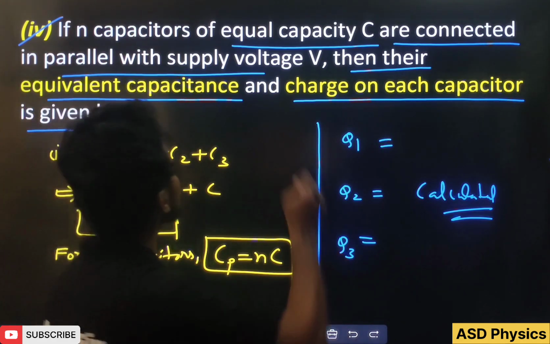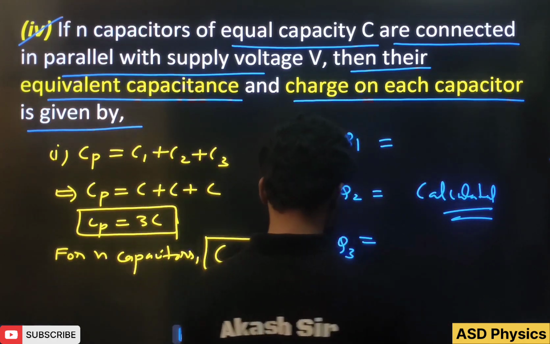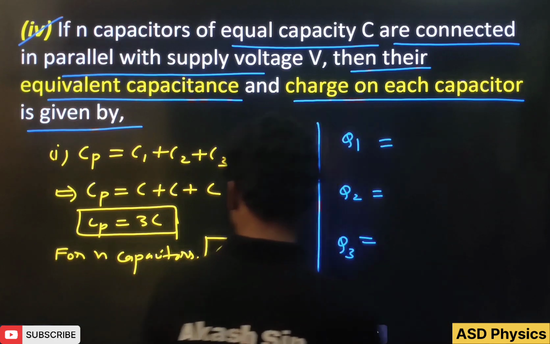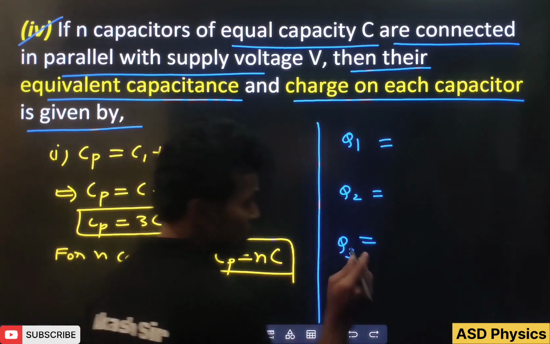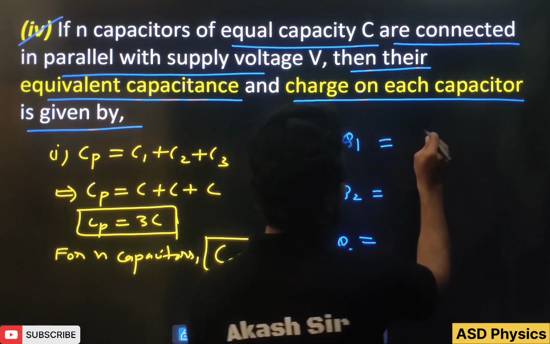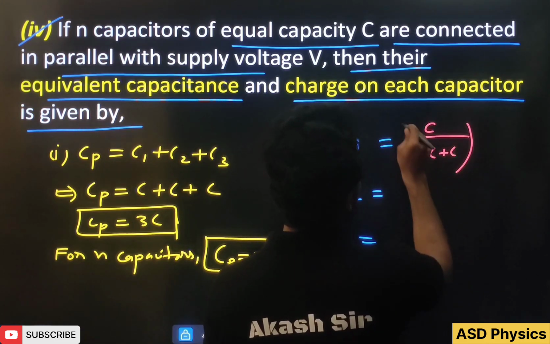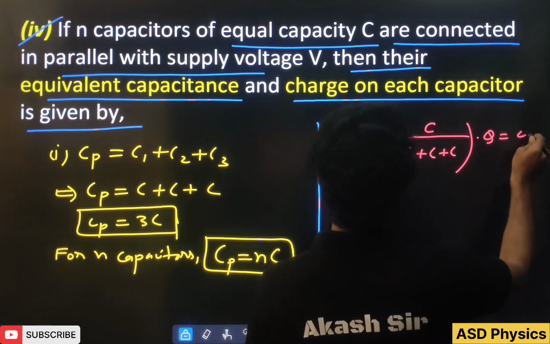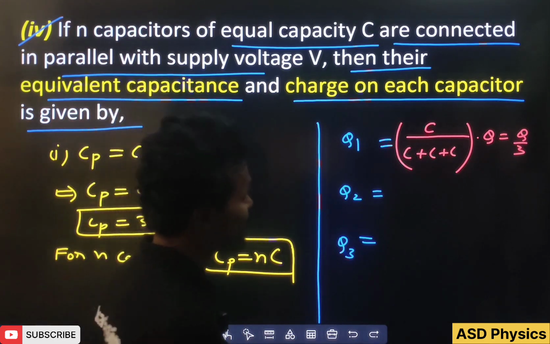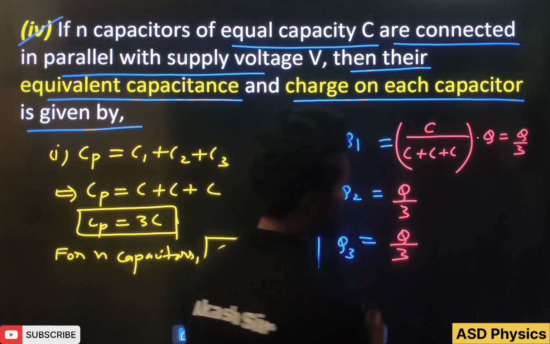But you know what is there? Which kind of capacitors are there? N capacitors are there. We have calculated this for non-identical capacitors, but here it is given as identical. So see, C1 by C1 plus C2 plus C3. If 3 are there, then C by C plus C plus C into Q, what will come here? It will become Q by 3. Similarly, Q2 is Q by 3, and Q3 is Q by 3.